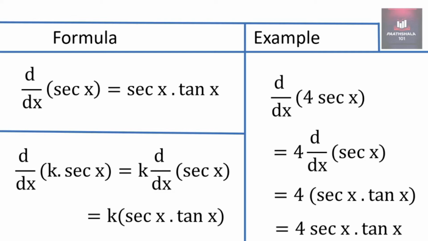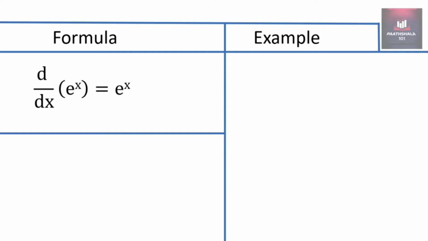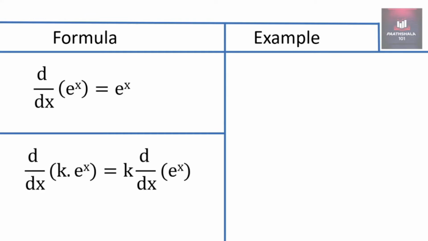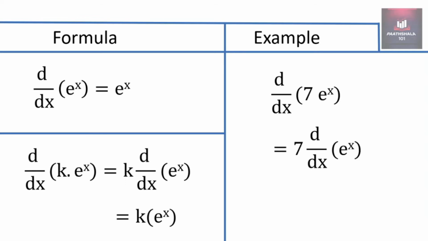Let's proceed to the next formula. Derivative of e raised to x is e raised to x only, and if there is a constant with e raised to x, that constant will come outside, so the answer will be k into e raised to x, where k is a constant. Example, 7 into e raised to x, we need to find the derivative of the same. 7 will come outside and it will be d by dx of e raised to x. E raised to x derivative will be e raised to x only, so the resultant will be 7 into e raised to x.